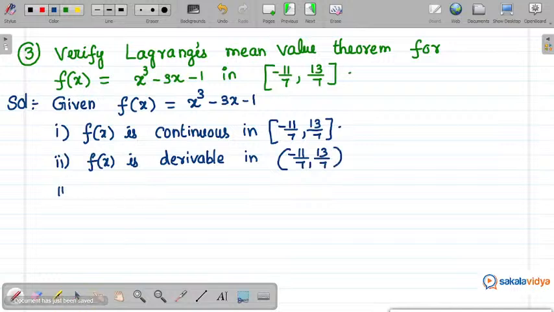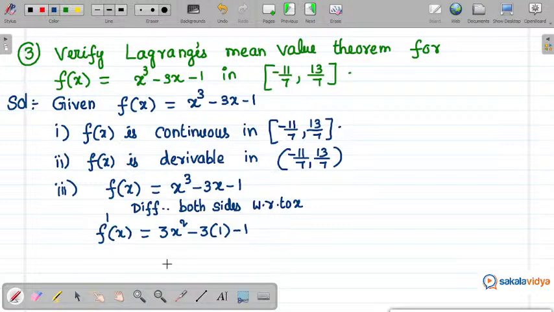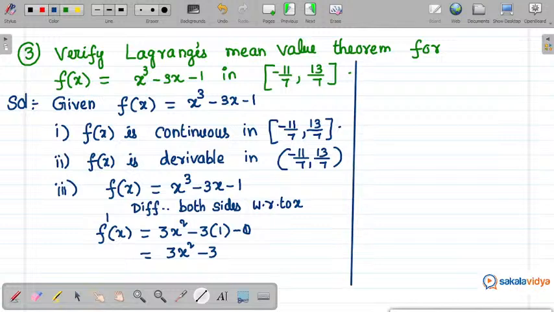Okay, third point. f of x is equal to x cube minus 3x minus 1, differentiate both sides with respect to x. So on differentiating both sides with respect to x, what do we get? We get f dash x equals x cube differentiation is 3x square, minus 3 into x differentiation 1, and minus 1. Sorry, 1 differentiation is 0. So we get 3x square minus 3. Clear?